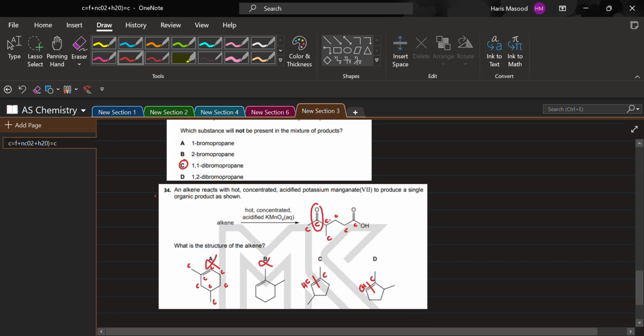Now figure out where this methyl is placed, near the ketone one. It is placed at the ketone carbon, so it has to be C. Okay, we can see, yeah, it will be on the C. You got it? That is how we're going to solve the questions.